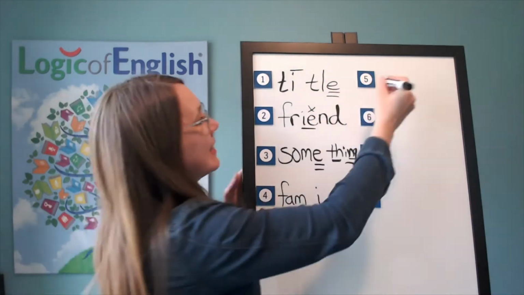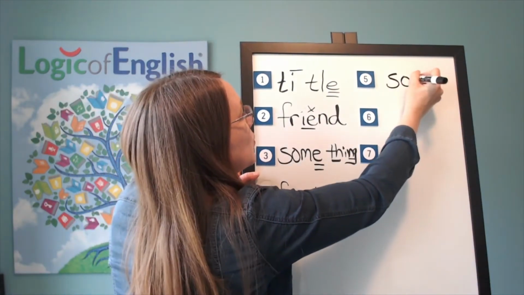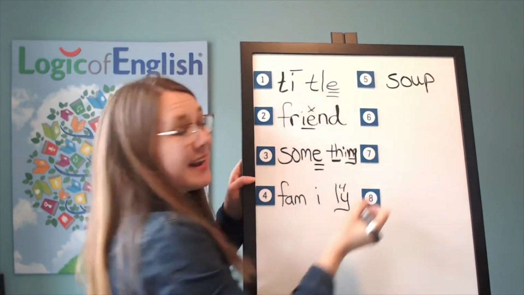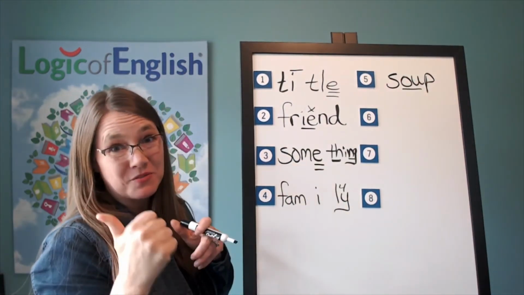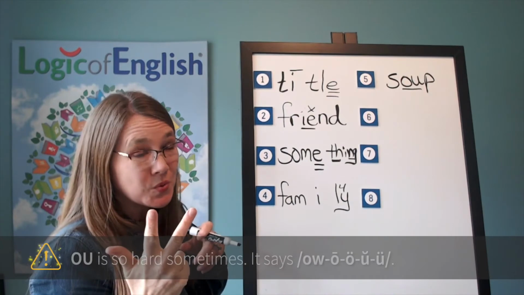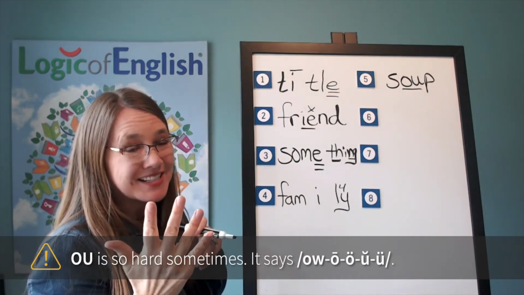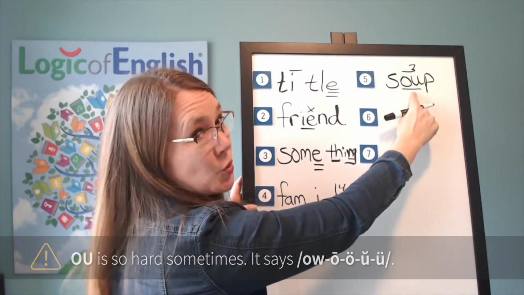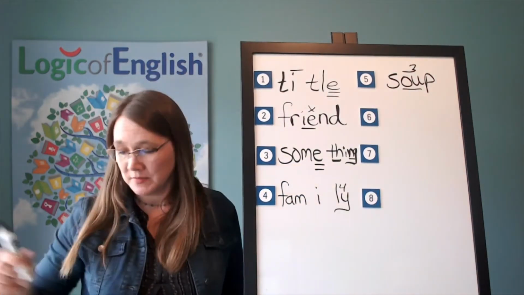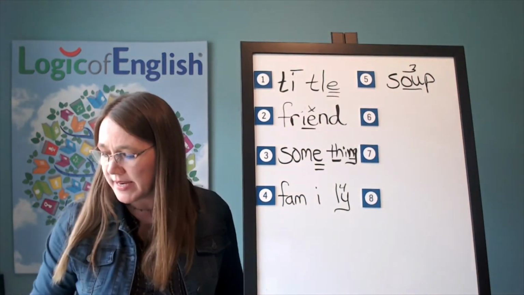Good. Now help me to write it. S-oo, p. And how will we mark it? You're right, we'll underline the oo. What sound of ow, o, oo is this? You're right, it's the third. All right, let's read it. S-oop, soup.